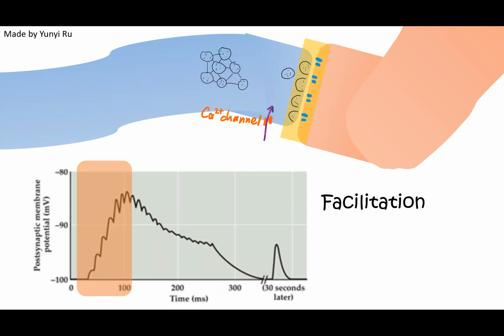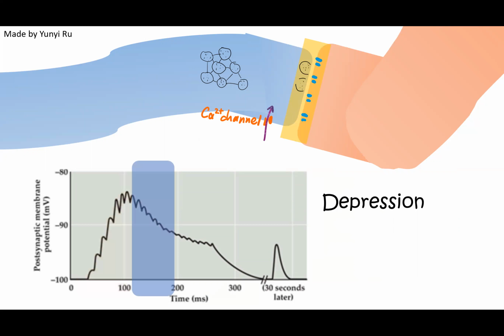The first stage is called facilitation. When there is a series of high-frequency stimulation, presynaptic calcium ion buildup binds to synaptotagmin and leads to more neurotransmitter release into the synaptic cleft. Then comes depression. Since the number of vesicles in the readily releasable pool is limited, there is vesicle depletion.